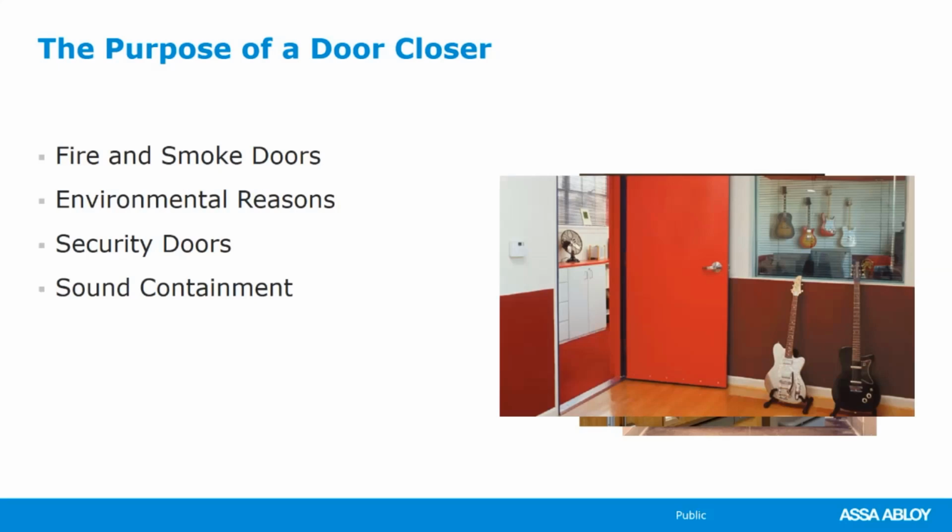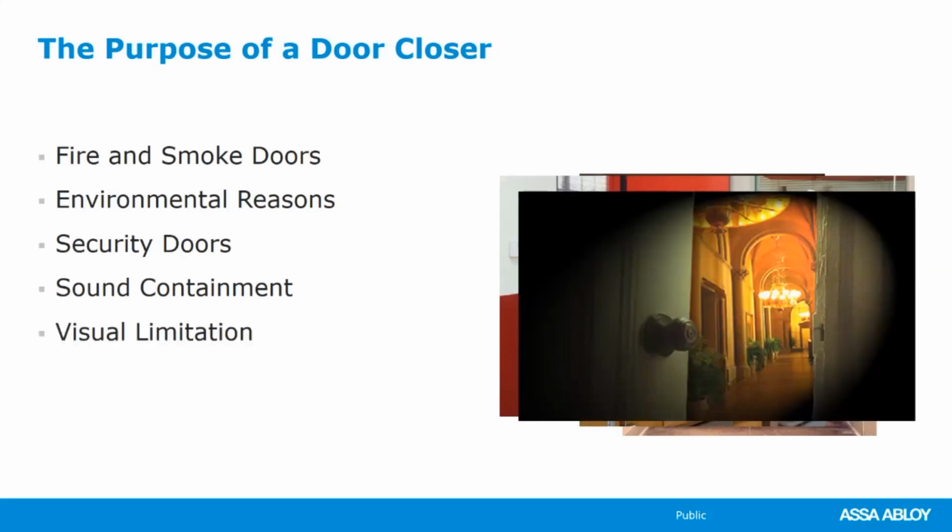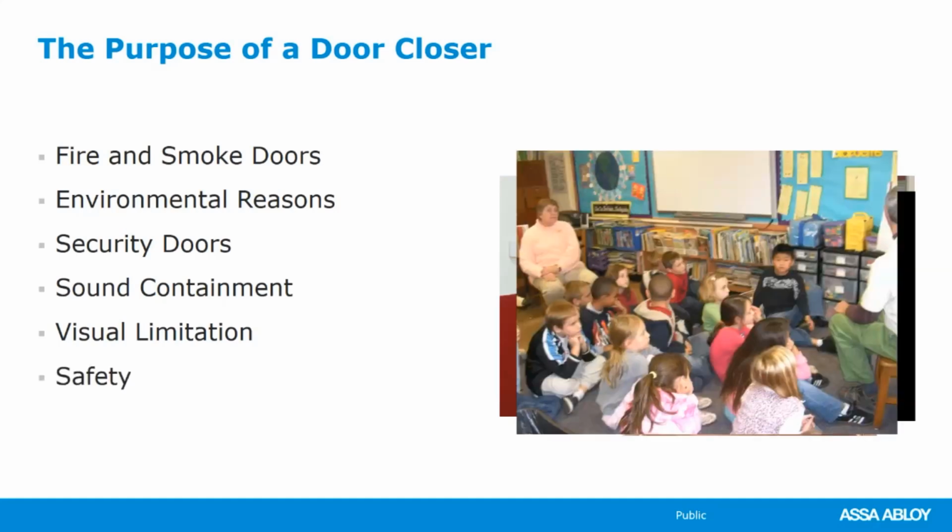Sound containment. A closed door limits the transfer of sound from one side to the other. There may be private offices. In schools, you may have music rooms where you want to make sure that the sound stays inside the room and not outside of the room. Visual limitation. There might be things inside of an office or inside of a space that you don't want people to see into. So a properly closed and latched door will provide privacy. And for safety, a controlled door will make sure that the door doesn't slam on someone's fingers. It will extend the life expectancy of the door and the frame.